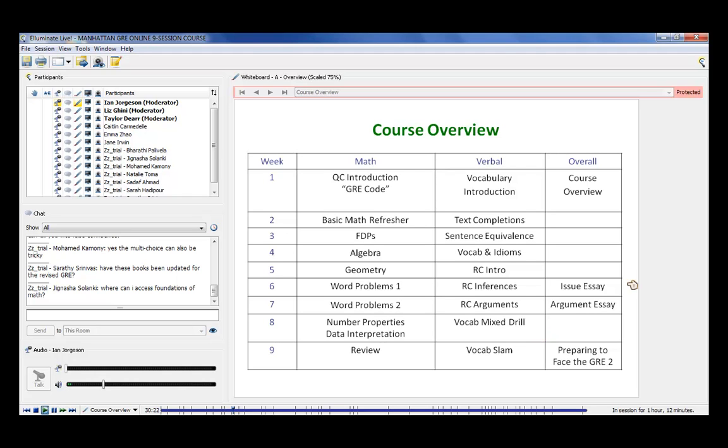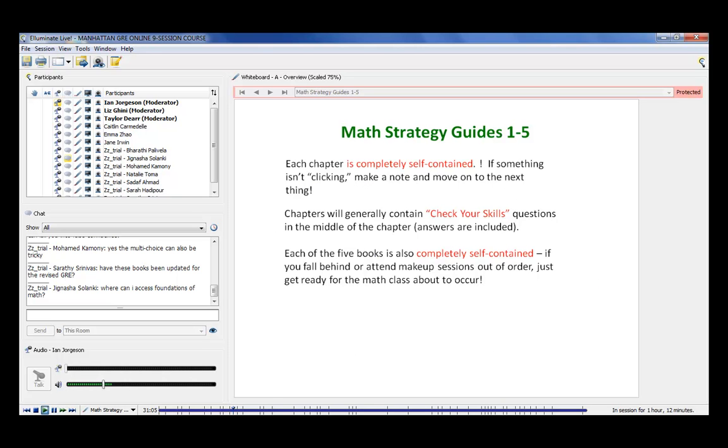And then in addition to that, you guys will notice that we'll also take time out in a couple of the later classes to talk about the essays and to talk about things to do to prepare for the test. And on the math side, we're going to be doing things like a basic math refresher next week, fractions, decimals, percents after that, algebra, geometry, the word problems, the number properties, and each of these topics from class 3 onward constitutes its own book. So there's an entire book that you're able to read in order to get ready for class. So those strategy guides, those first 5 books, each chapter is self-contained.